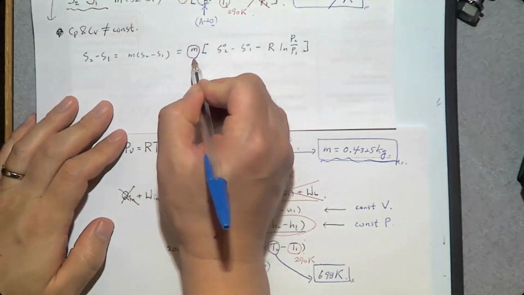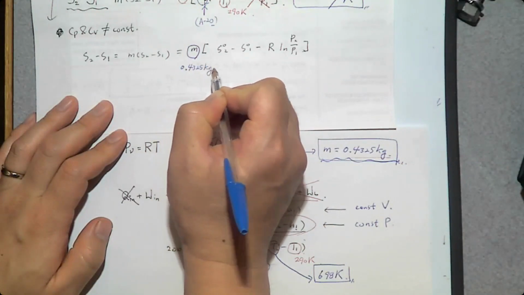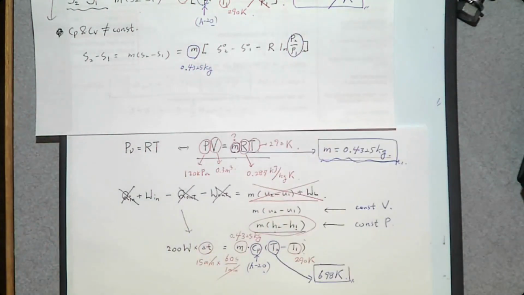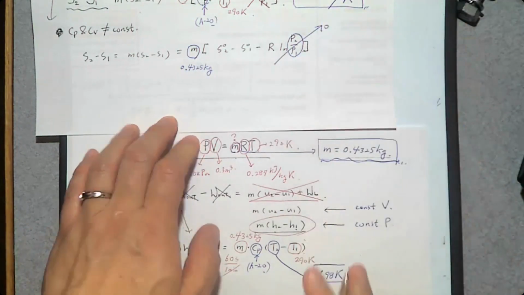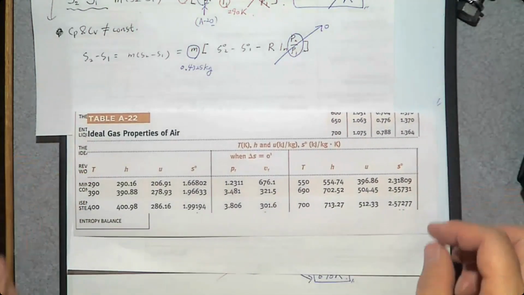So this mass m is 0.4325 kilograms. And we already know we have a constant pressure process, so natural log P2 over P1 is going to be 0. So you can neglect this one. So we just need to evaluate S degree 2 and S degree 1. To determine S degree, we can go to table A22. Here is the table A22.